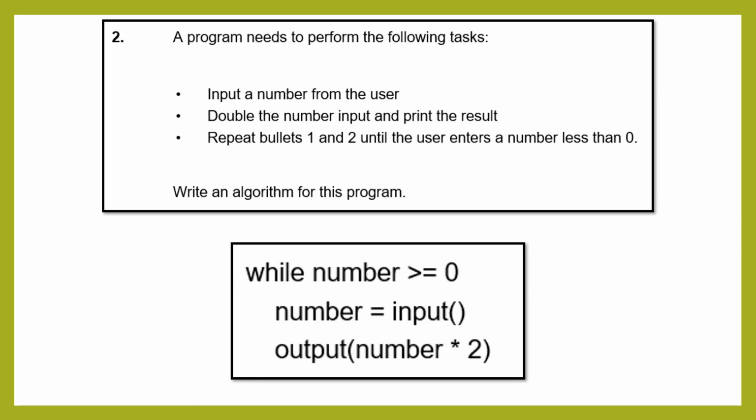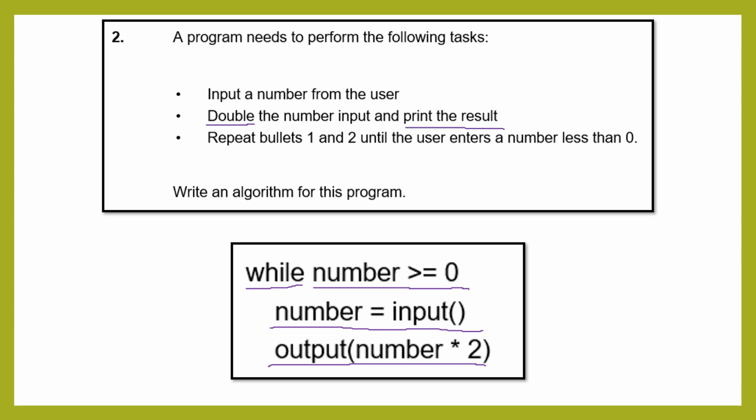Right, the next one is just the same sort of thing. You can see the program needs to perform the following task: input a number from the user, double the number, and print the result. Repeat it until the number entered is less than 0. So look, my test is while the number is less than 0, or less than or equal to 0, it should actually just be less than 0. I think I made a mistake there, but I want you to ask for a number again. So ask the user to input the number and then print or output the number times 2, because it says the number needs to double. So I'm going to times it by 2 and then print the result.